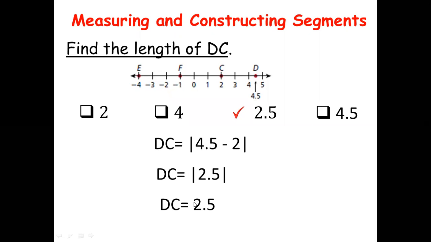Sometimes when you do the absolute value, you might get negative 2.5 inside the absolute value. So when you're writing the answer, don't write negative 2.5, because that is inside the absolute values. When you remove the absolute value lines, that becomes a positive number, especially when we are finding the distance or the length between 2 points.